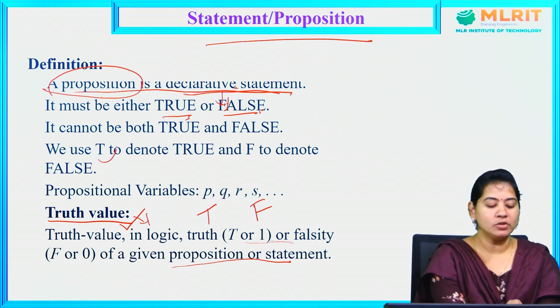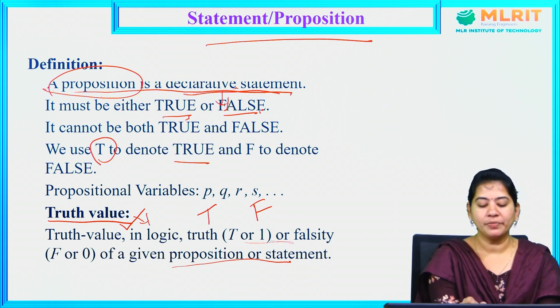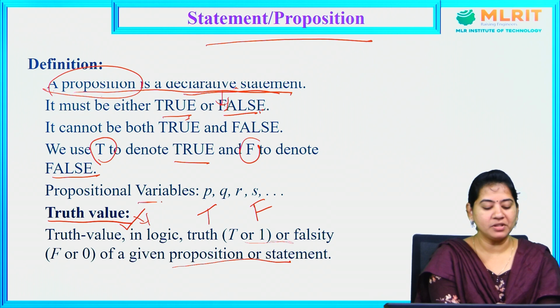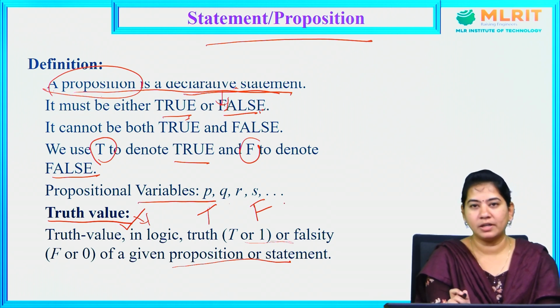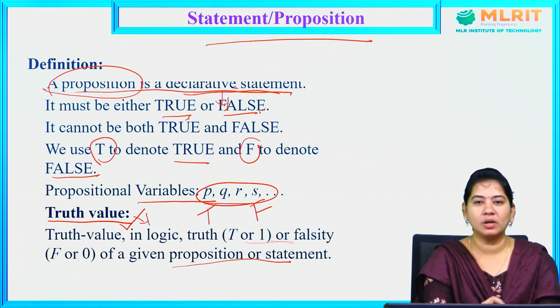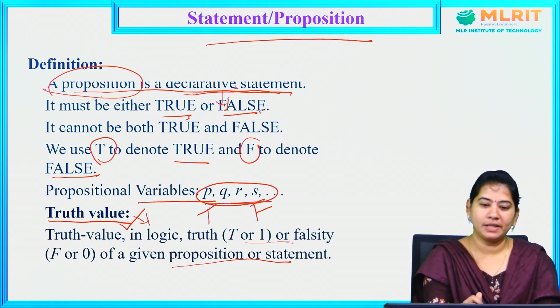So, we usually denote true with T and false with F. And these proposition variables are denoted by small p, small q, small r, or small s. Means we will be denoting these variables with small letters, small alphabets.